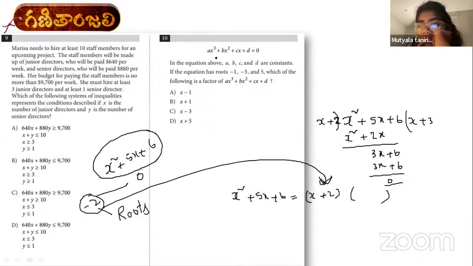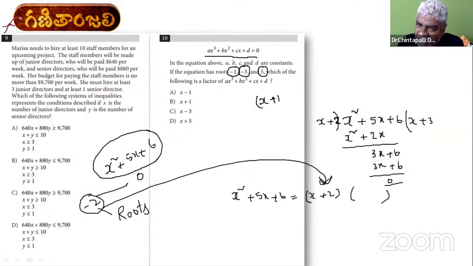Yes, sir. Here, ax cube plus bx squared plus cx plus d is equal to 0 is an equation. Its roots are -1, -3, and 5. So, what are the possible factors for this equation? Option B, sir? Yes, you are right. Very good. x plus 1 is a factor of it, and x plus 3 is a factor of it, and x minus 5 is also a factor of it. Yes, sir. They're just testing our knowledge of factoring and roots.